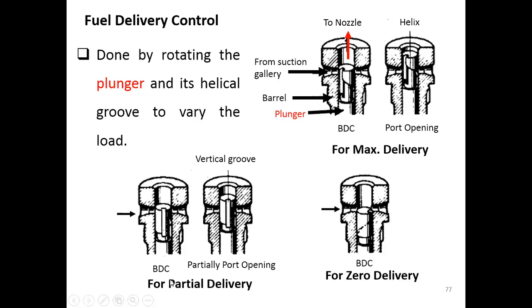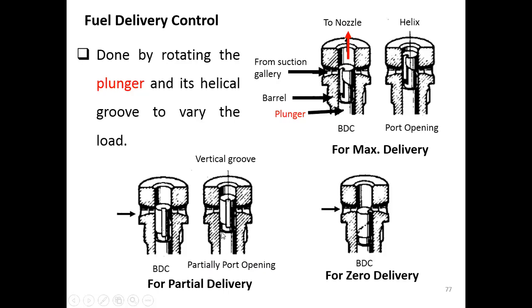Okay, so first look at partial delivery. You see in the plunger, at the top of the plunger, we have the groove. This is a vertical groove. When the piston is at the bottom dead center, at the end of the nozzle, it is closed. If it wants to be partially opened, it will lift up.